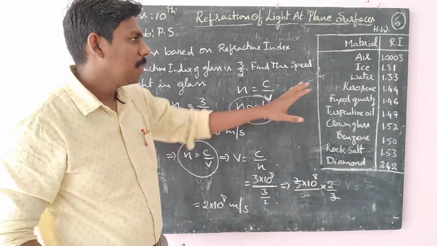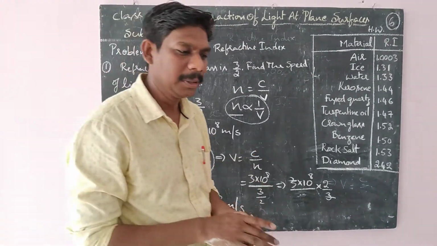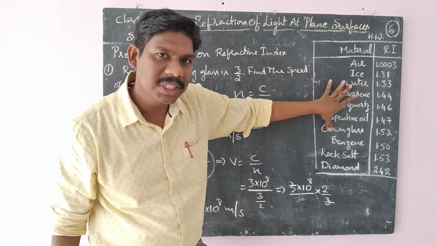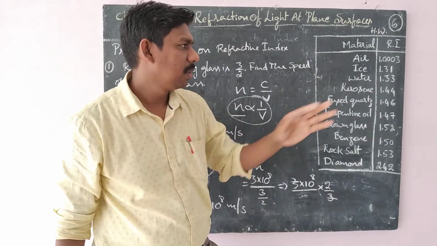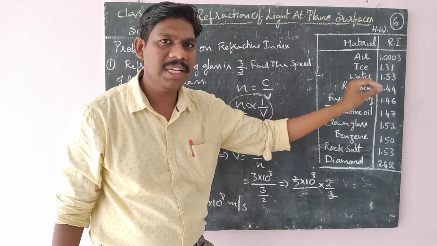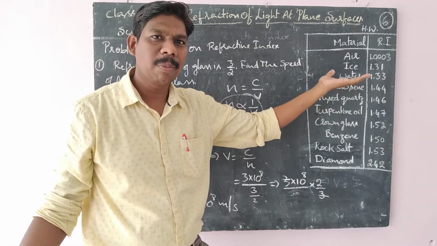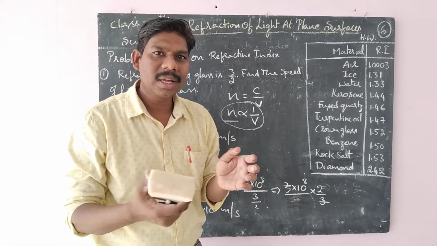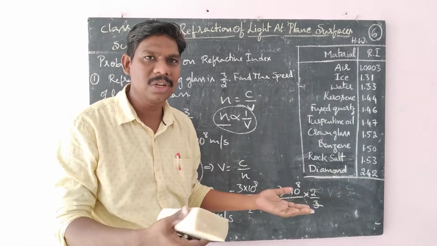It's clear? So in exams they will give a table and ask some questions. What are those questions? First, they will give a table and ask in which medium the speed of light is maximum. Based on the table, just see the least refractive index value. What is that? Air. So the answer is, in air medium the refractive index is 1.0003 and the speed of light is maximum. And the converse question, what is the speed of light in diamond? You can find out. n equal to c by v, so v equal to c by n.